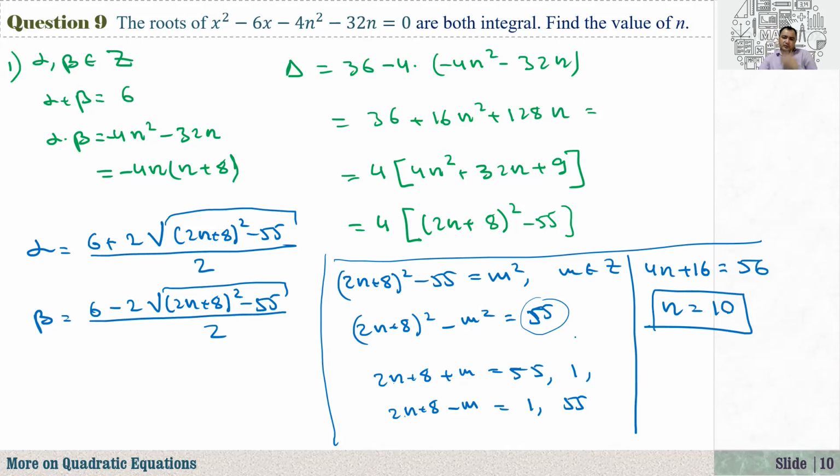So when it is 10, 2 times 10, 20, 20 plus 8, that's 28, and 28 squared is 784, and subtract 55, that's equal to 729. 729 is a perfect square number. So we don't have any other number.